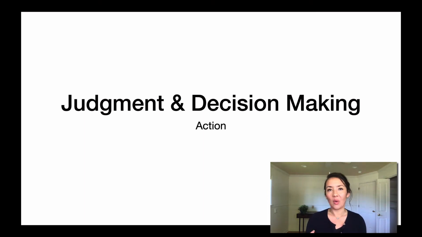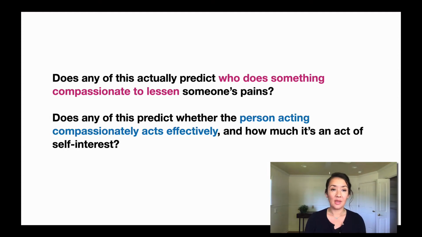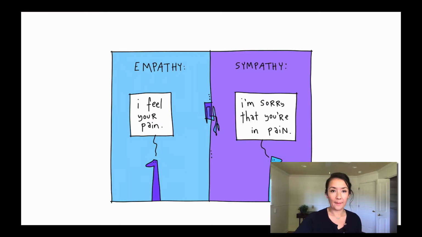Now we're going to talk about what actually leads to action in order to reduce the pain of others. It starts with this question: does any of what we've learned in the last few lectures actually predict who does some compassionate act to lessen someone else's pain? And does any of this predict whether the person acting does so effectively? How can we effectively help people once we've identified their pain?